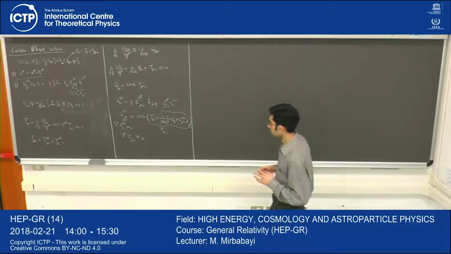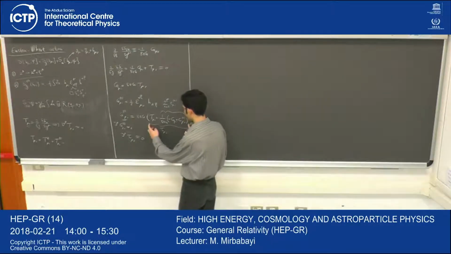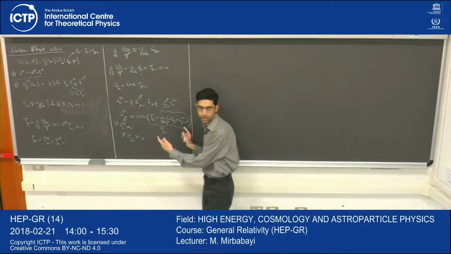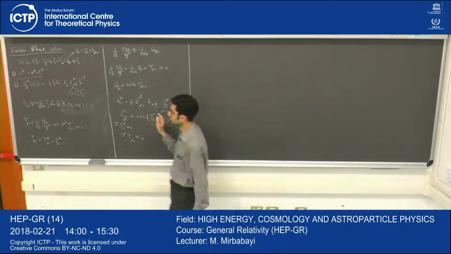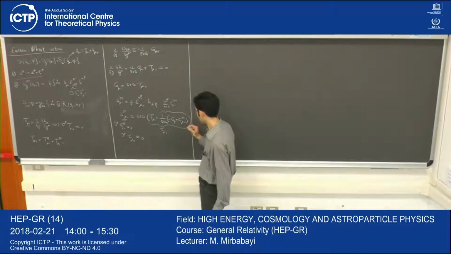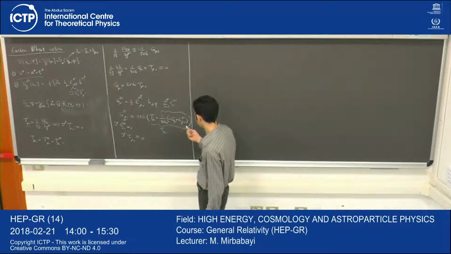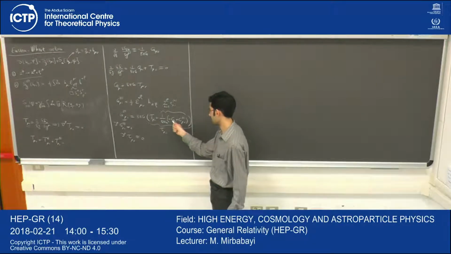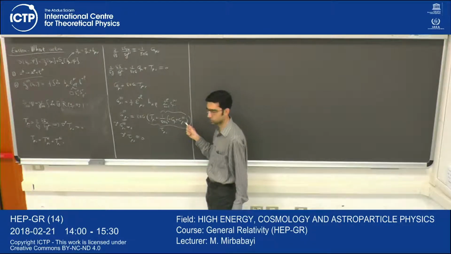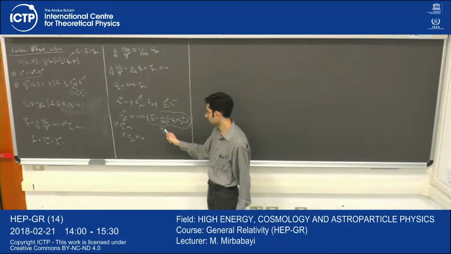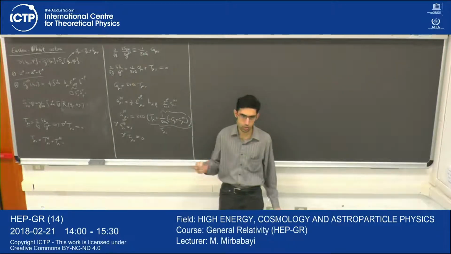Now, of course, this term that is written here is not a tensor. It's not a tensor under general coordinate transformation, simply because G1 mu nu is not a tensor. So T mu nu is a tensor, and G mu nu is a tensor, but G1 mu nu is not. Therefore, this whole object, this whole tau mu nu, is not a tensor. It's called a pseudo tensor.